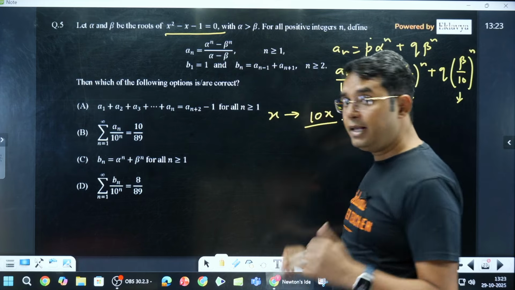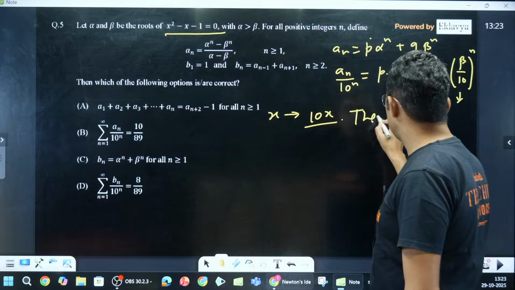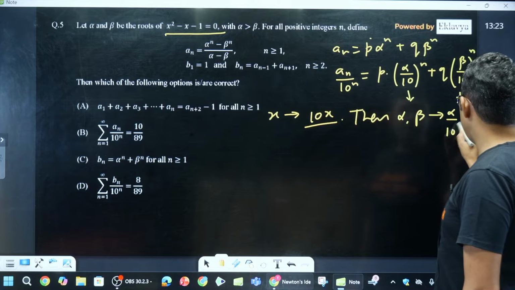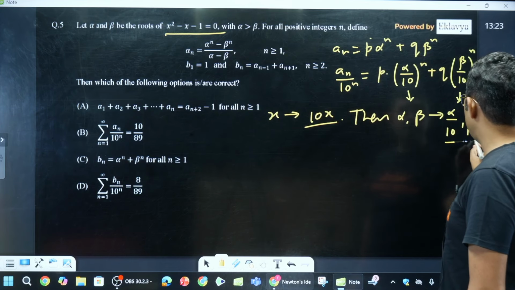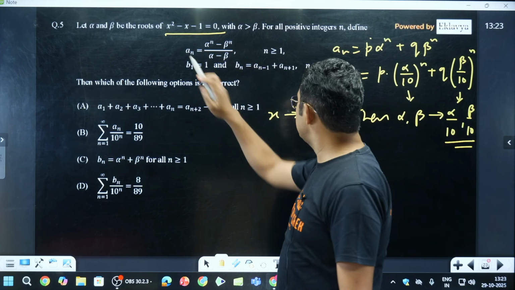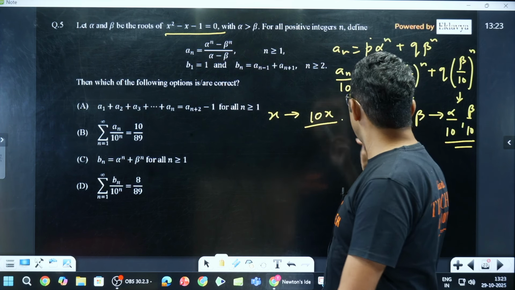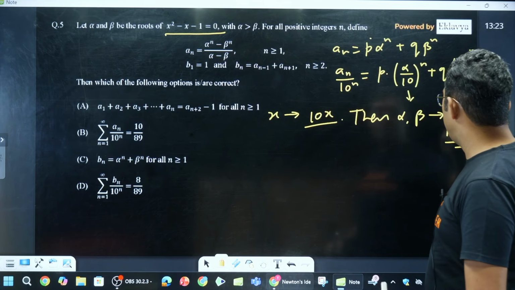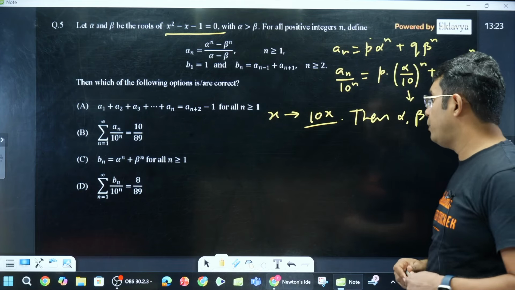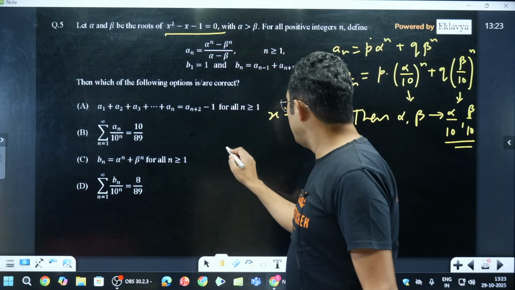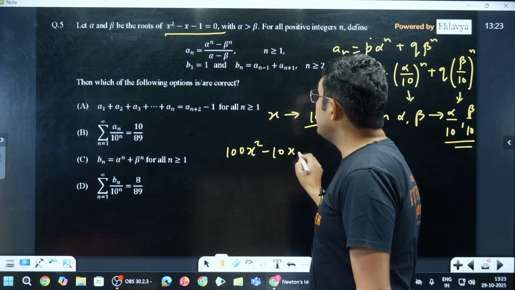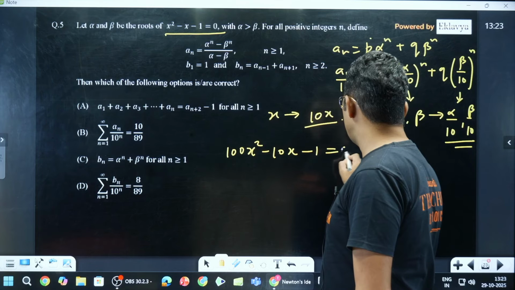If you replace x by 10x, then your roots, which were earlier alpha, beta, will be converted to alpha by 10, beta by 10. That's a very important thing. Please understand, if you replace x by 10x, your roots in terms of 10x will be the same alpha, beta, and if you solve it for x, it becomes alpha upon 10 and beta upon 10. So my quadratic now will be 100x square minus 10x minus 1 is equal to 0.